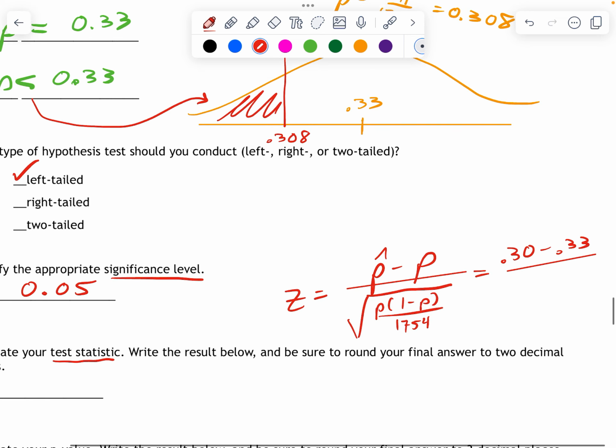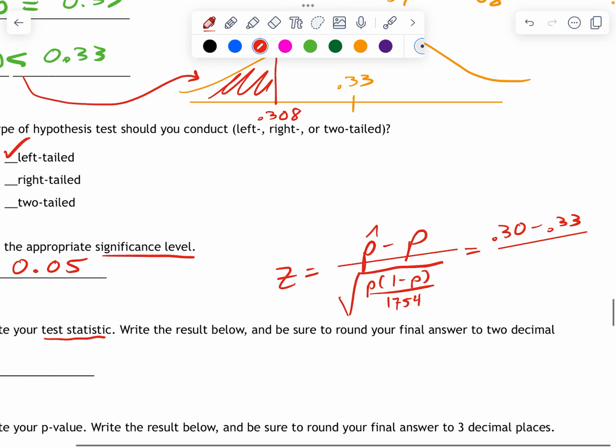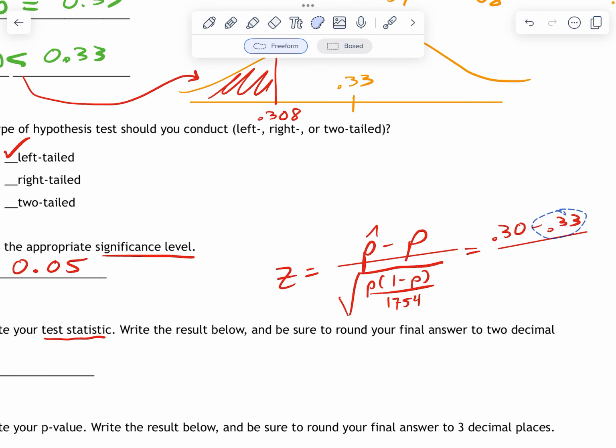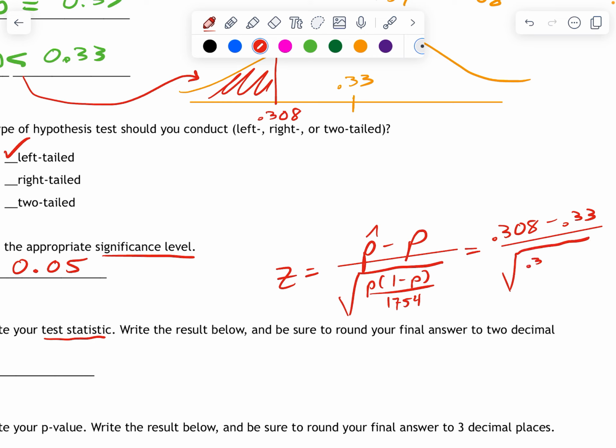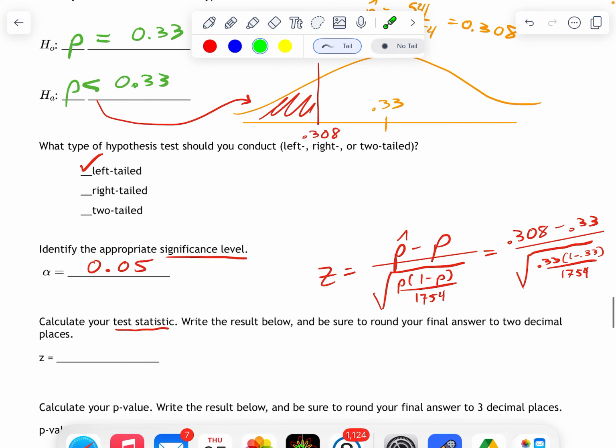So in other words, maybe a little more precise, it's 0.308. So my sample is like 2 to 3% below the parameter. And then I'm going to divide by the standard deviation, which is going to be the square root of 0.33 times 1 minus 0.33 over 1754. When you do the test on the calculator right now, this is what your calculator is doing. It's doing all the grunt work for you. So let's do that.